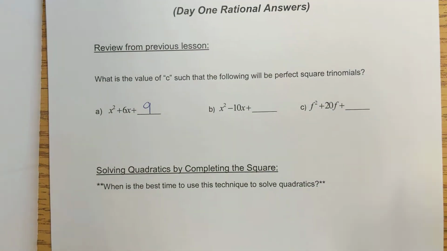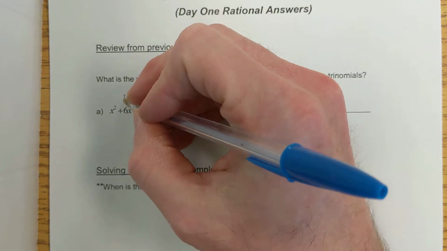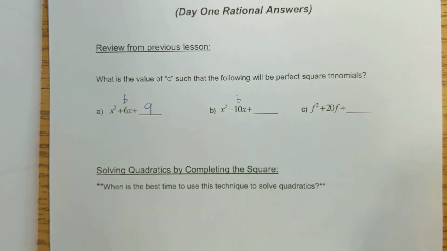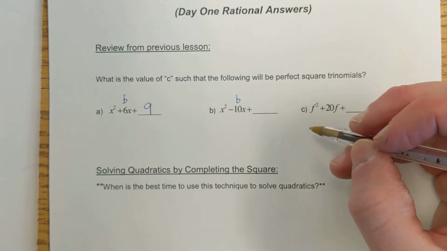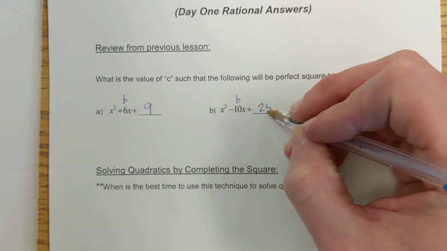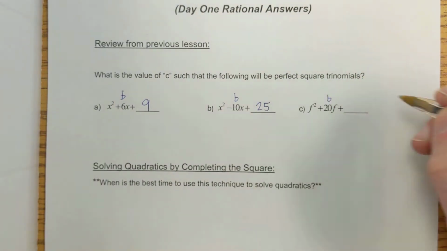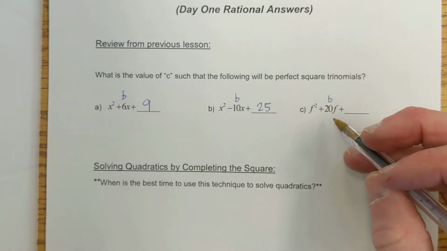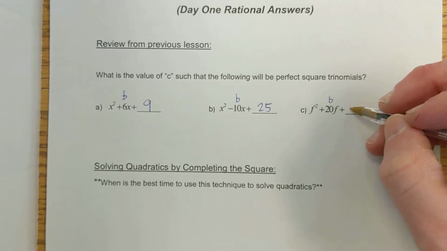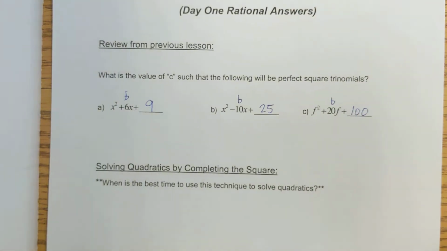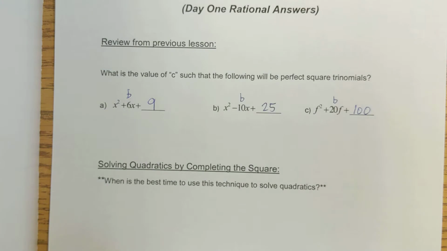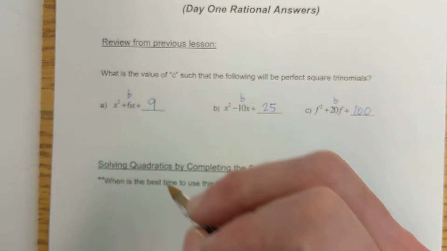For the second one, I'll label b here. b on this one is negative 10. So we take half of that, which is negative 5. Negative 5 times negative 5, we get 25, which would fill in the blank there. And then on this one, b is 20. So we would take half of that, which is 10. 10 squared is 100.